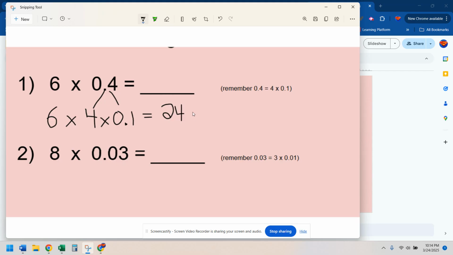Now, I still have to multiply it by 1/10, but we have a rule. We've worked on this for months now. Whenever you multiply something by 1/10, the decimal point moves one spot over to make it smaller. So my decimal point ends up there. So I end up with 2 and 4/10. So 6 times 4/10 is the same thing as 2 and 4/10.